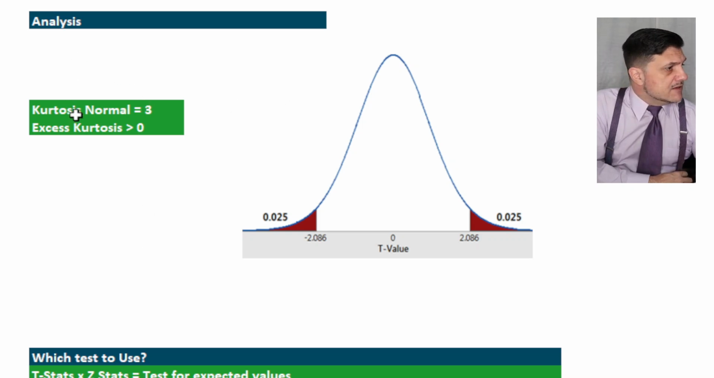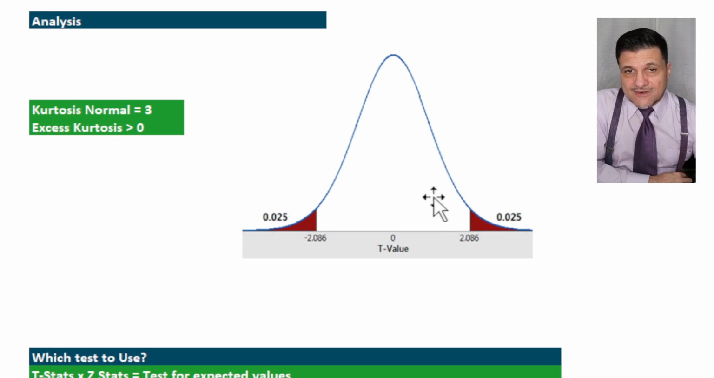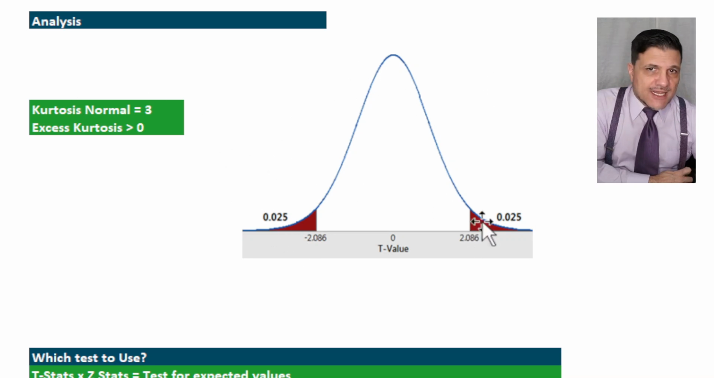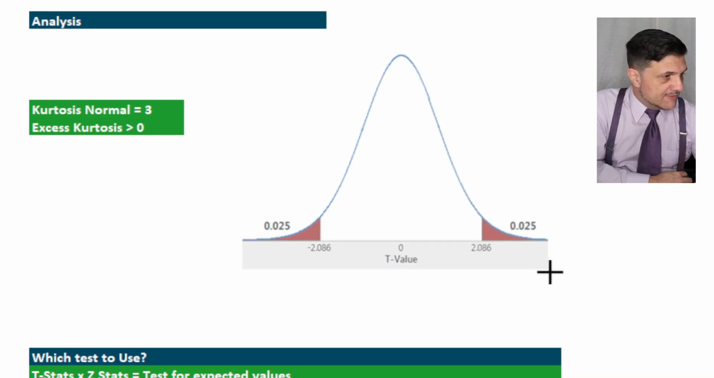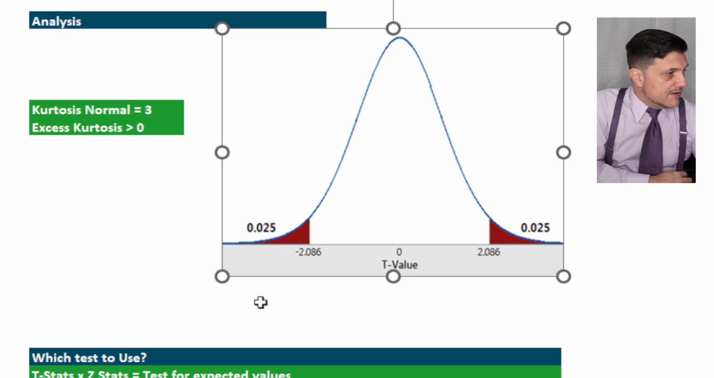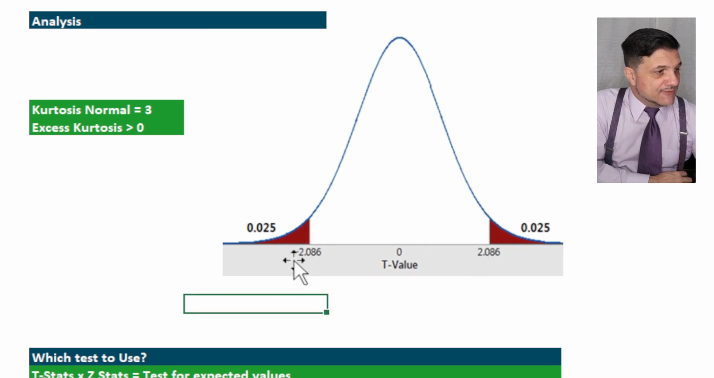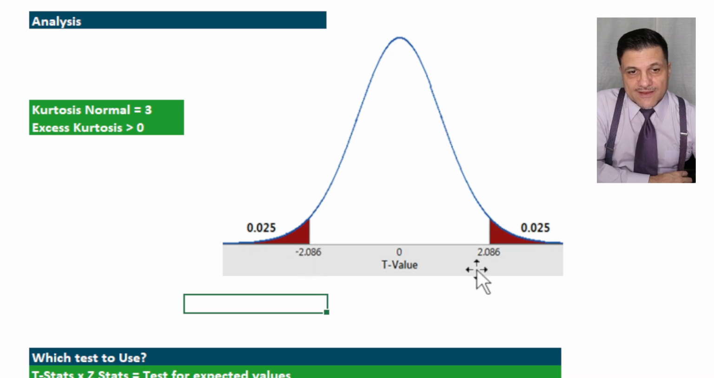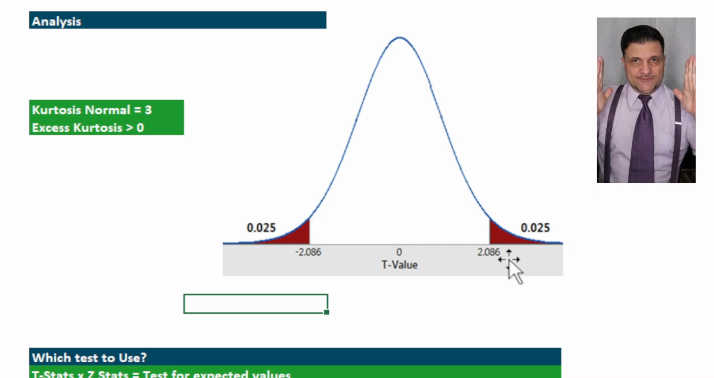All right. Let's talk about the analysis. I've been telling you reject, don't reject. So what does that really mean? Well, look at that. I want you to see this number here. I'm going to make it more visible for you. Look at that. I want you to see just the boundaries here. Minus 2.086, plus 2.086. That creates the limit.